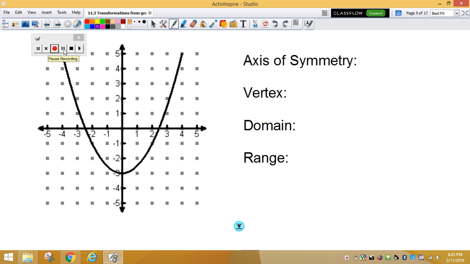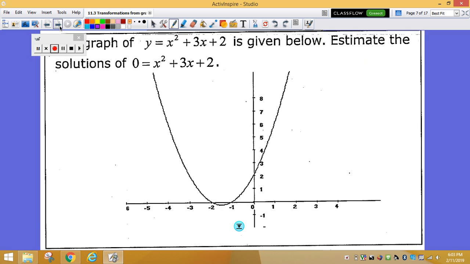All right, let's look here. This is the graph of x squared plus 3x plus 2. Estimate the solutions. All right, so we've done this a lot. This is our third week going on where are the solutions of quadratics. So hopefully you remember solutions are where it touches your x-axis.